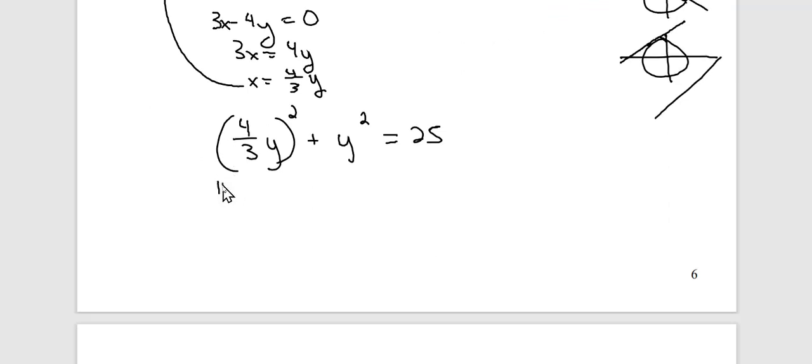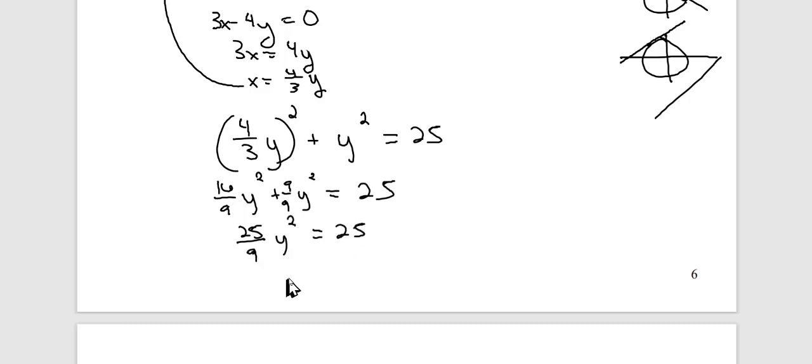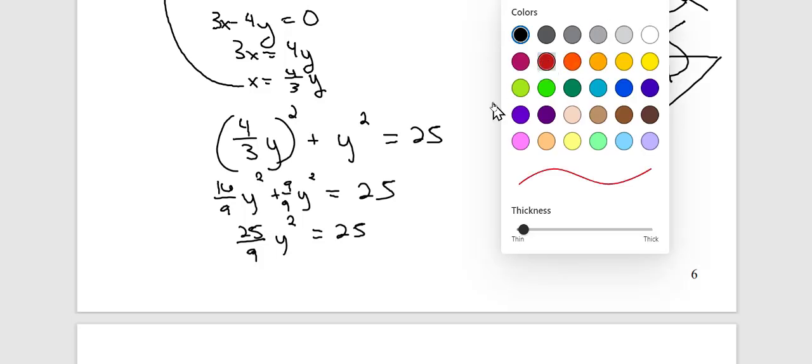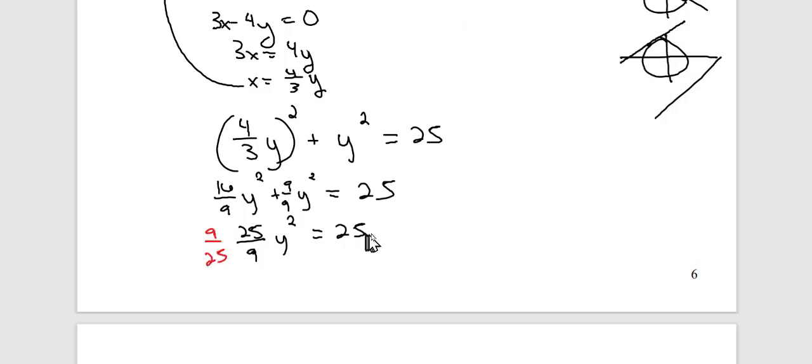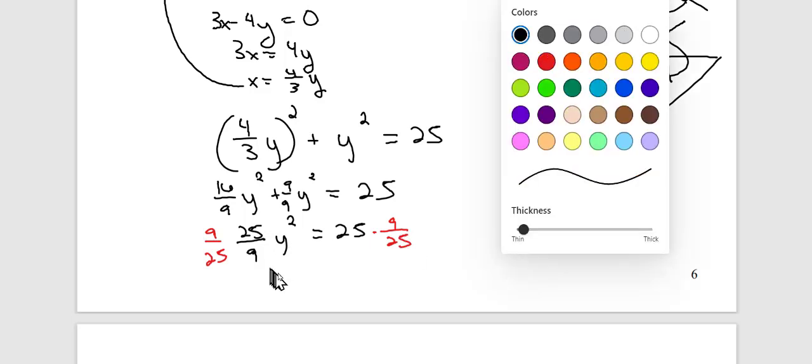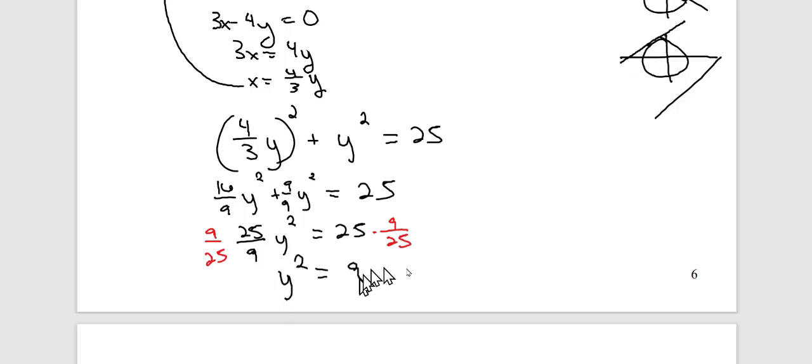Cleaning that up gives me 16/9 y squared plus y squared equals 25. I'm going to write that as 9/9 y squared so that I can combine those to 25/9 y squared equals 25. Multiply both sides by 9/25, the reciprocal of what we have there, to give us y squared equals 9. That tells me y equals plus or minus 3.